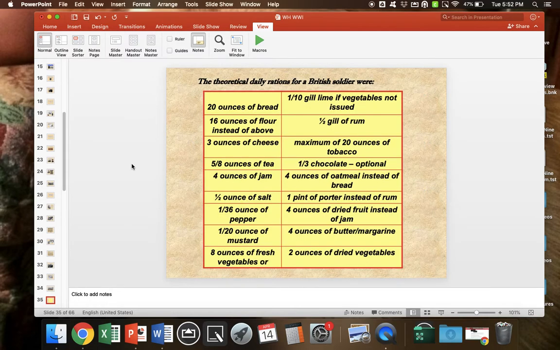Rations. This is a British soldier, and you can see their daily rations. It might interest most of you that there are two things on here that you might question: rum, which really is alcohol, and tobacco. Rum, again, is one of the reasons why many men joined the British Army, to get that daily allowance of alcohol. And cigarettes are also part of the kit.